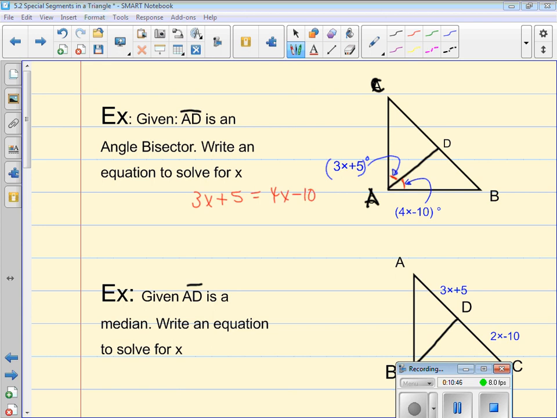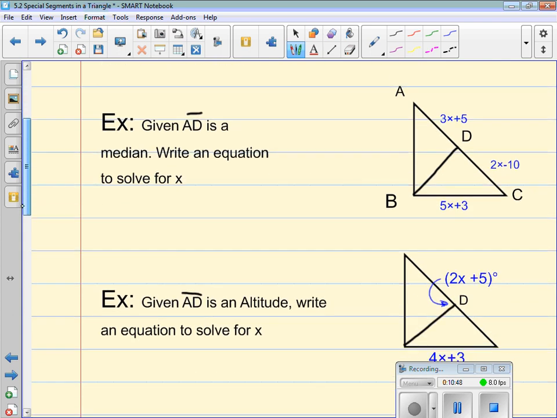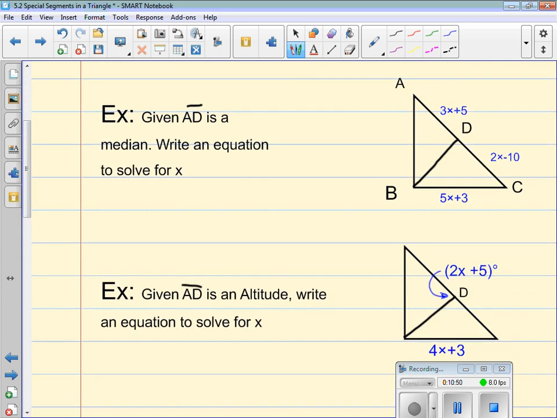Let's move on to the next one. Given AD is a median, so we have to remember what a median is. A median bisects a segment into two congruent parts, okay? It has nothing to do with the angle other than it comes from it, okay? So when that happens, we know that it actually creates an equation, a relationship between those two pieces. So the equation in this case is going to be 3x plus 5 equals 2x minus 10. Notice I did not use this. It's unnecessary. It's a distractor. Let's go on to the next one.